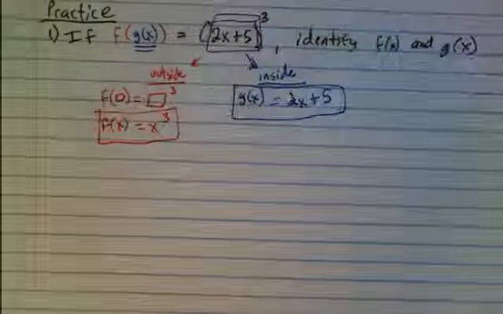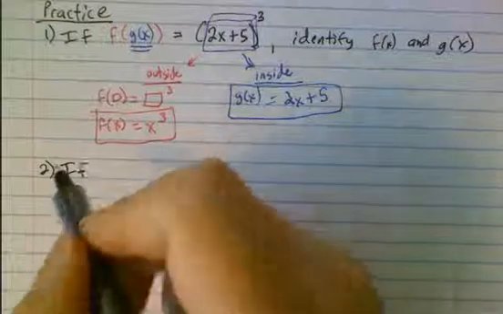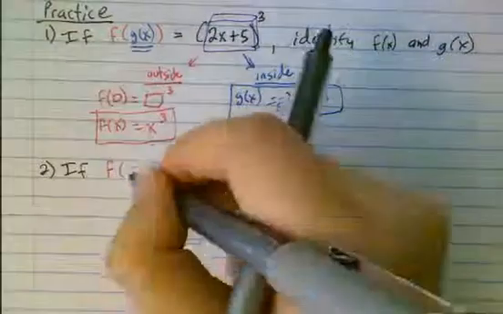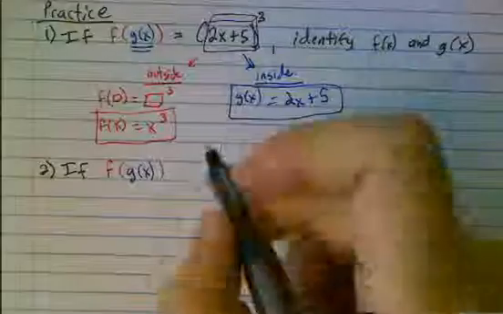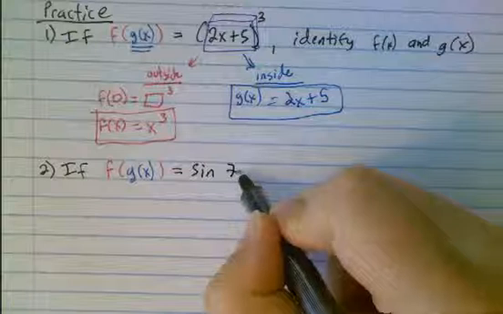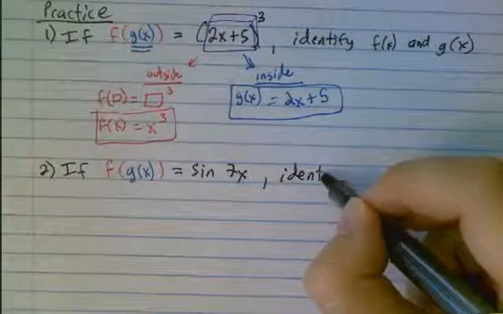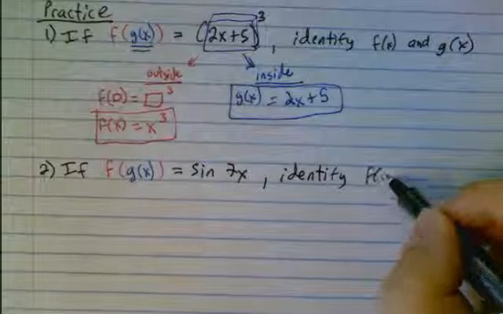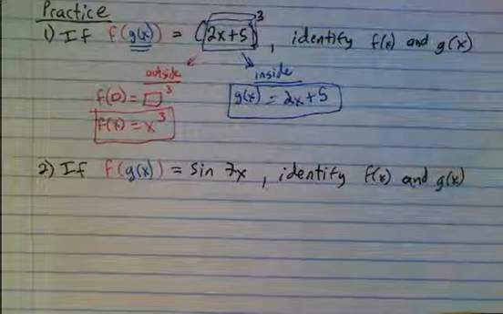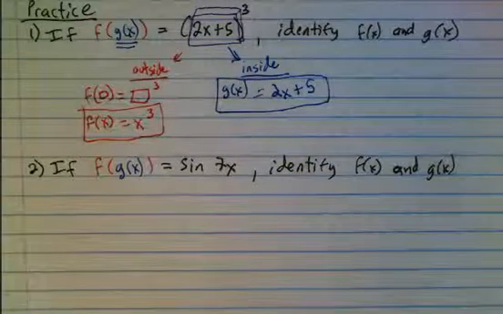Let's have you try one on your own for practice. If f of g of x equals sine of 7x, identify f of x and g of x. Okay, pause the video, try to do that one on your own, and when you're ready, restart the video.